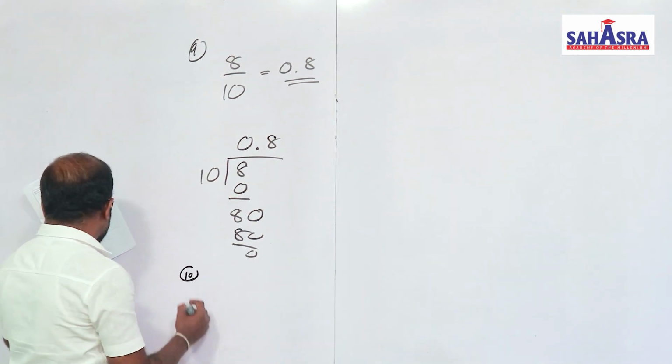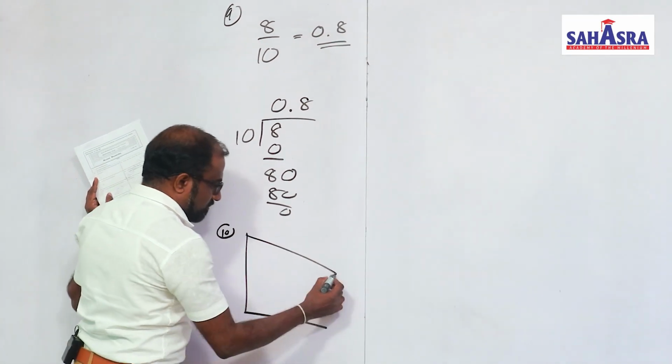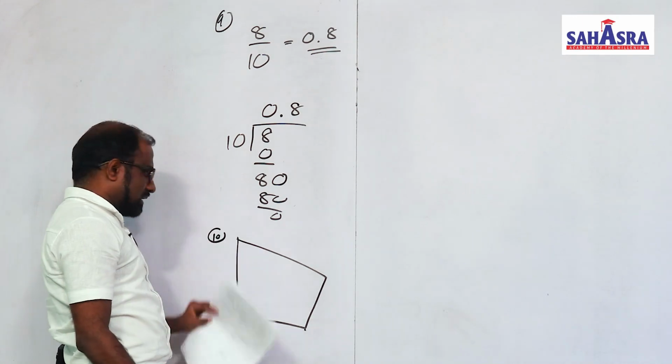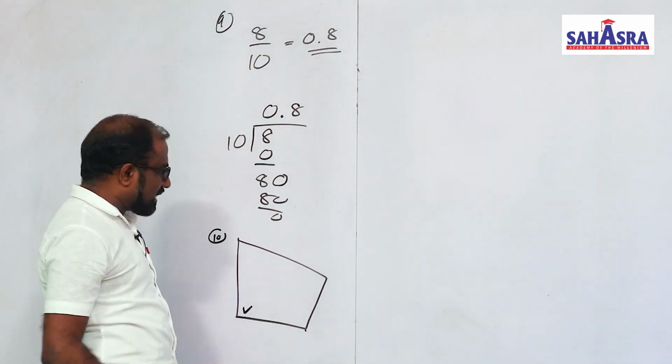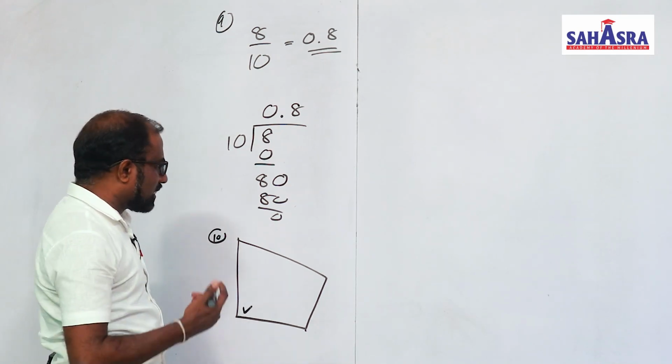10th one, tick the right angle. You are asked to tick the right angle of this figure. Understand? Right angle. How do you get a right angle, children? When you see this, you will identify that this is the right angle. But actually, how do you define a right angle?